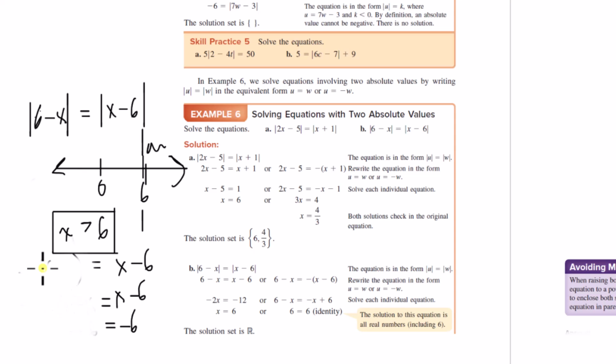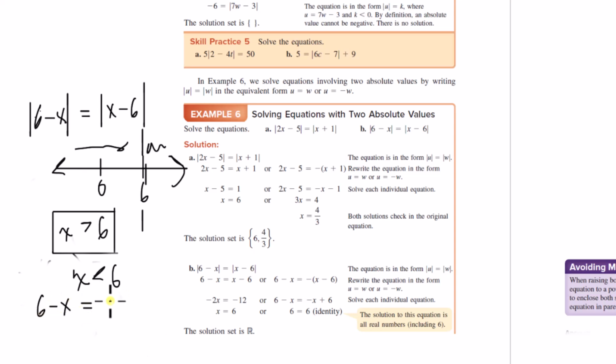Okay. Now we can do the same thing with x is less than 6. So we've accounted for everything greater than 6. Now everything less than 6. In that case, we're going to get what? This is going to be positive. And this is always going to be negative. Okay, so this is the same equation as what we just solved. It's because we can multiply both sides by negative 1 because of the symmetry. So this is going to be all real numbers. So everything less than 6 is a solution.